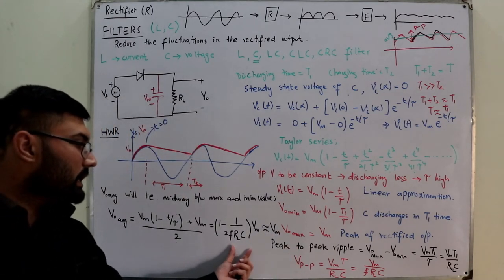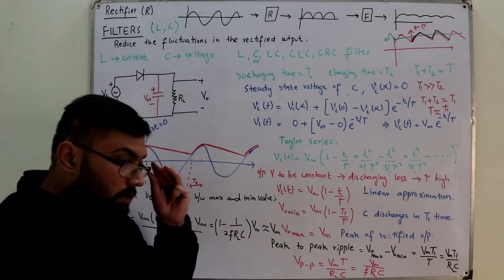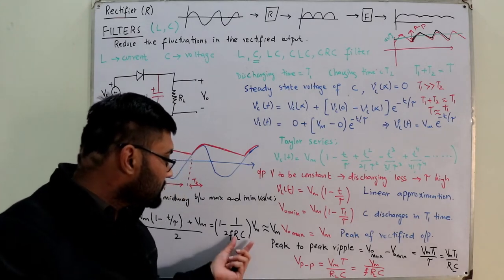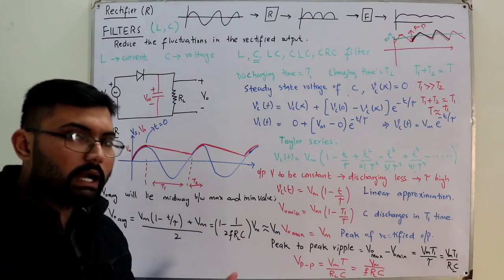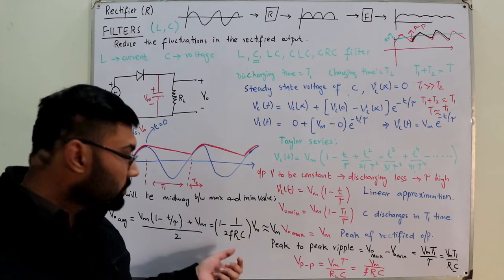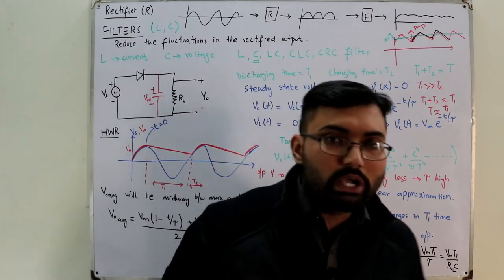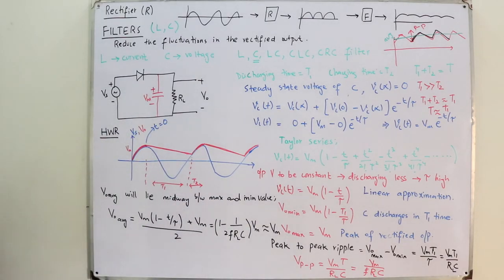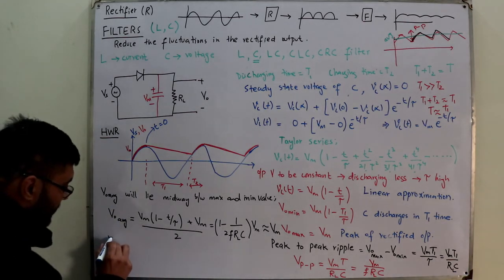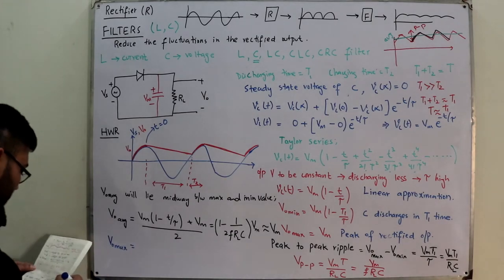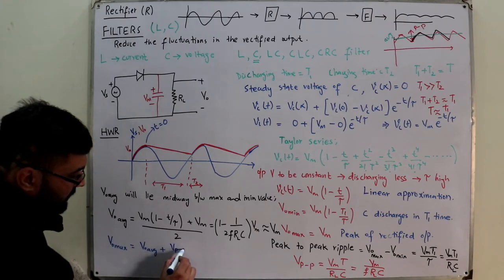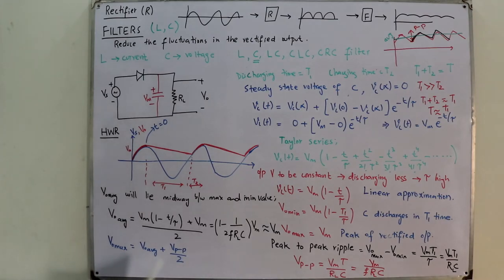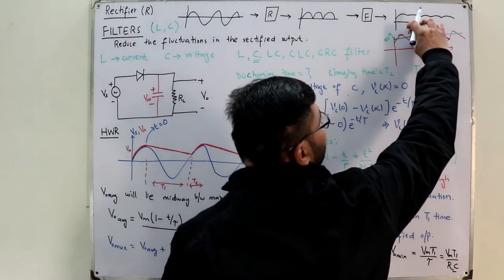Why? Because the RC would be quite high. We already want it to be high because the time constant is high, so the capacitor does not discharge. So if this is high, 1 over this thing would be 0, right? 1 over something of very high value would be 0, and then 1 minus 0 is 1, so it's approximately equal to Vm again. From here, you could also use the approximation for maximum and minimum. The V naught maximum would be equal to the V naught average plus the V peak to peak divided by 2. Why? Because the peak to peak is this interval and the average is lying midway.